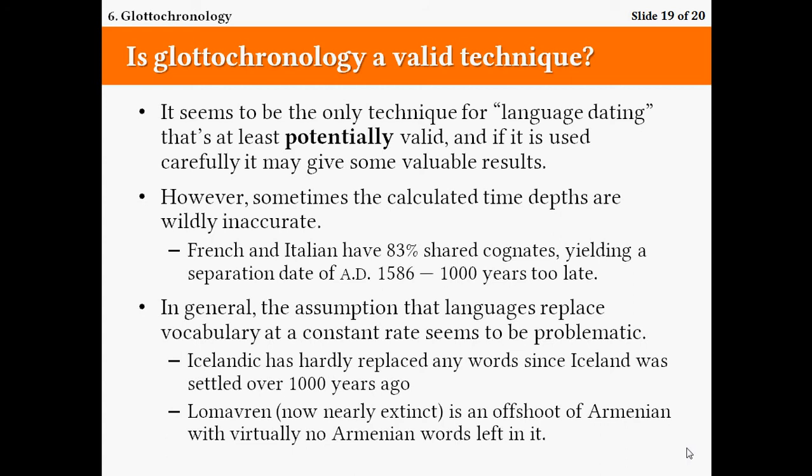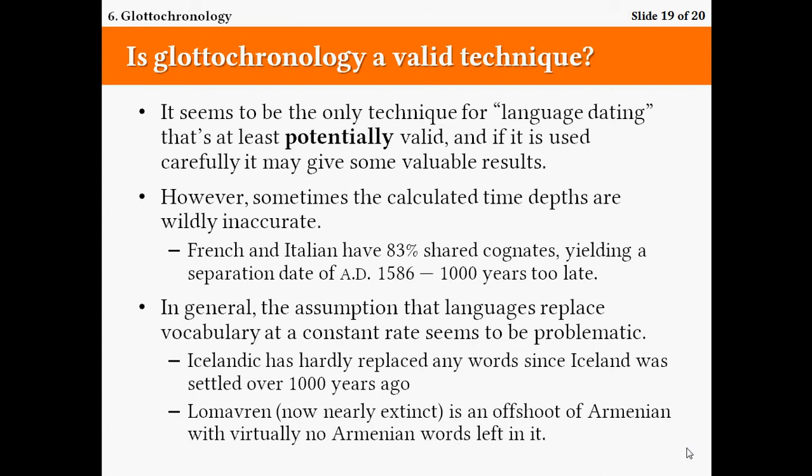And then at the other end of the spectrum, the language Lomavren, which is now almost extinct, was an offshoot of Armenian that was spoken by the Romani, also known as the Gypsies, but it had virtually no Armenian words left in it. Almost all of the vocabulary had been replaced. And again, that makes sense from the situation. The Romani moved from place to place quite a lot, and often had to learn other languages to communicate with people around them. So there were many inputs affecting that language, and a huge amount of borrowing into the language. That's why a lot of the vocabulary was replaced.